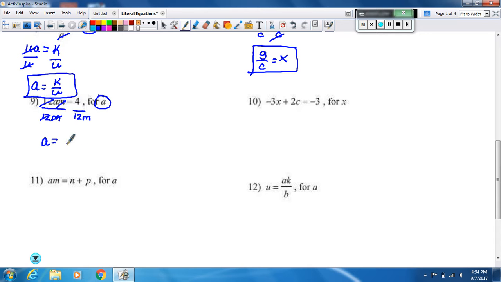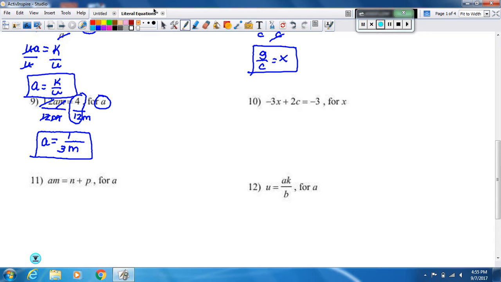Now, you're still going to have an m in the denominator in your answer, but 4/12 can simplify. You can divide both of those by 4. So 4/12 reduces down to 1/3. So a equals 1/3m.